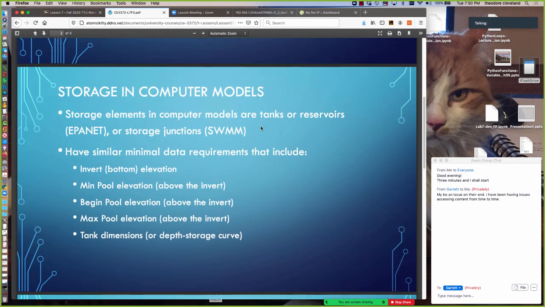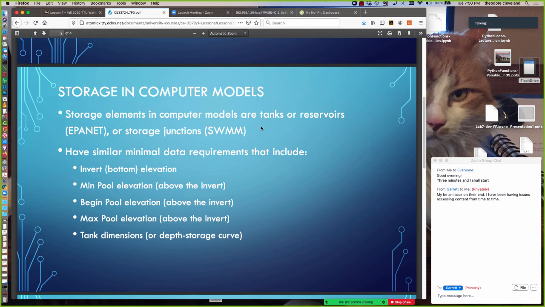We're also going to have to use these in computer models. And the computer models have similar minimum data requirements. What we need to know for a hydraulic model is the bottom elevation of the node that the tank is connected to, the minimum pool elevation, usually in feet above that bottom elevation, the beginning pool elevation, usually in feet above the bottom elevation, and the maximum pool elevation in feet above the bottom elevation, and then some information about the tank dimensions.